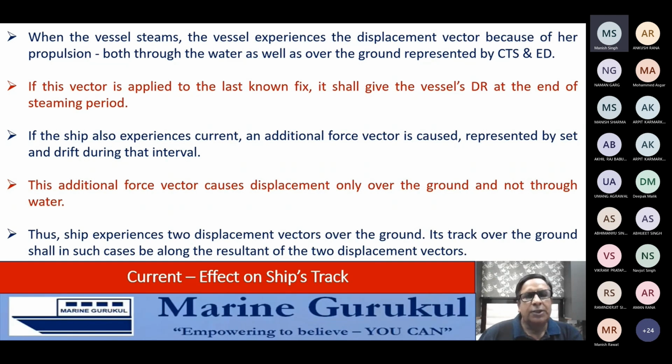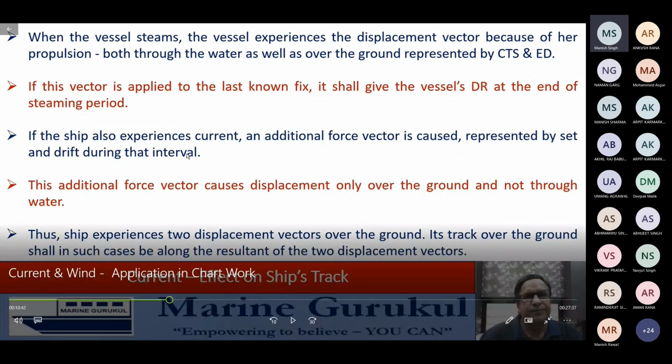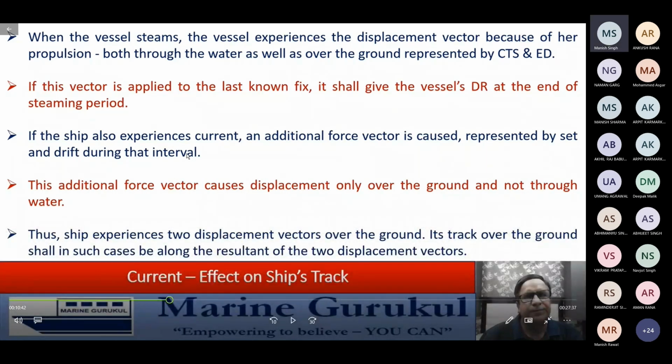Thus, the ship experiences two displacement vectors over the ground. Its track over the ground shall in such cases be along the resultant of the two vectors. So beta, just have a good look and let me know any doubt in any of the points.